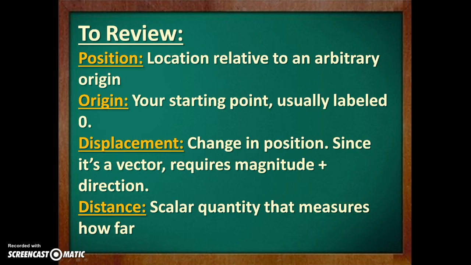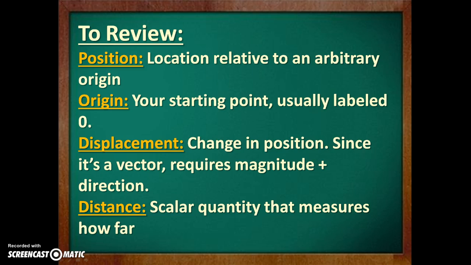Position is location relative to an arbitrary origin. And again, arbitrary means that you can set your origin wherever you want it. And your origin then would be labeled 0, and that's your starting point. Displacement is a change in position.